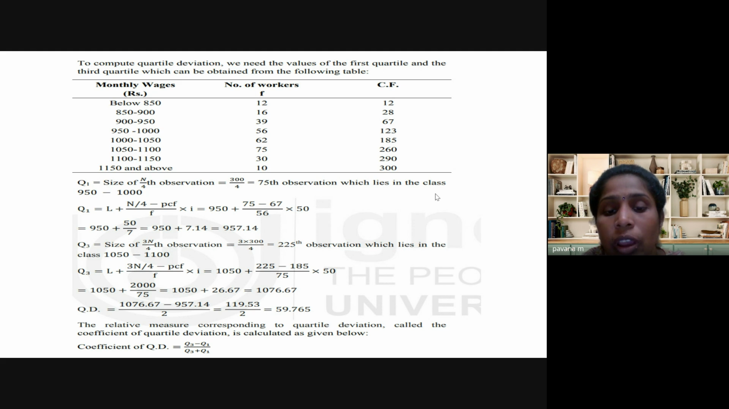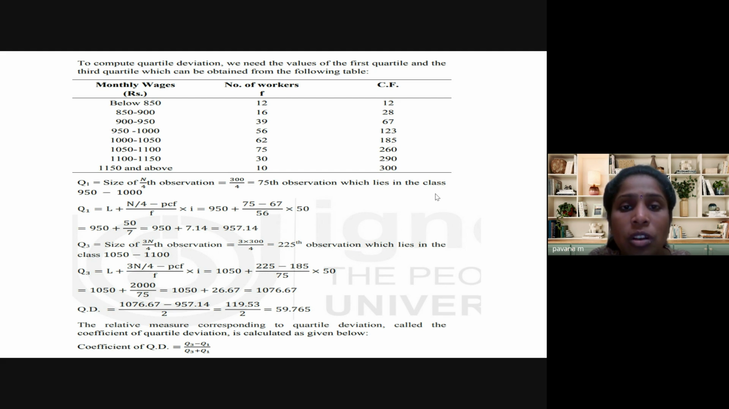But we want the 225th observation, so it lies at 260. Across that 260, the class interval is 1050 to 1100, the monthly wages class interval. The frequency is 75 and the cumulative frequency is 260. So we need that class interval. The formula is L plus 3N by 4 minus PCF by F into i. So you just apply those values.